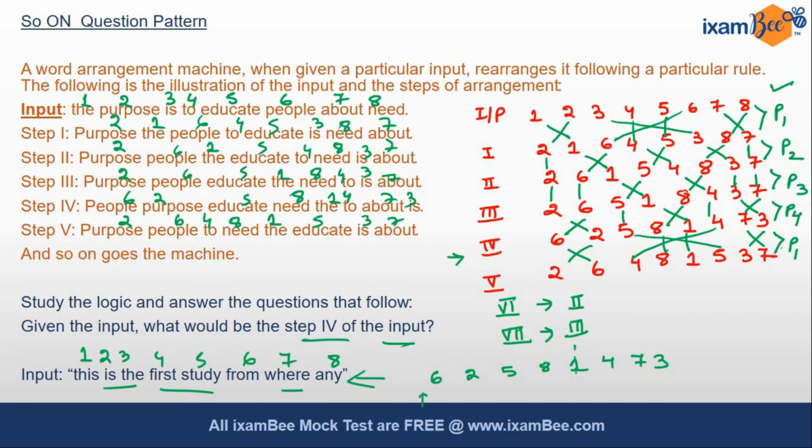So 6th is from, we'll write from, 2 is here is, we'll write is, 5th is study, we'll write study. If you see 8th is any, we'll write any. 1 is this, so we'll write this. 4th is first, we'll write first. 7th is where, we'll write where. And 3rd is the, so we'll write the. So our final step 4th would be this. From is study, any, this, first, where, the.